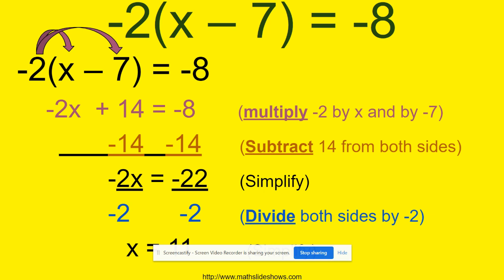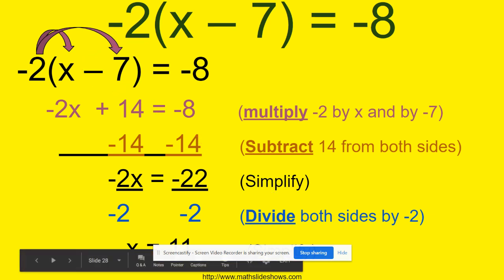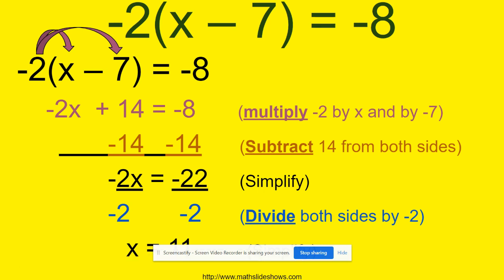But I want you to notice the arrows in the next step. So we're multiplying the negative 2 times the x, and then we're multiplying the negative 2 times, I want you to think of this as a negative 7. That's just going to make it way easier. So that's negative 2 times negative 7 because of that minus. So when I multiply negative 2 times x, I get negative 2x. When I multiply negative 2 times negative 7, I get positive 14. A negative times a negative is a positive. And then I bring down my negative 8.